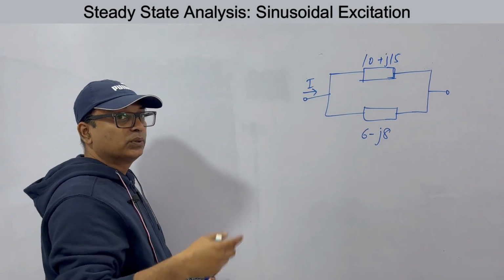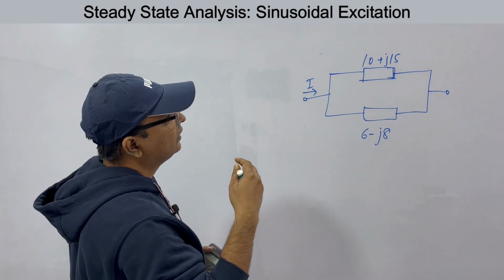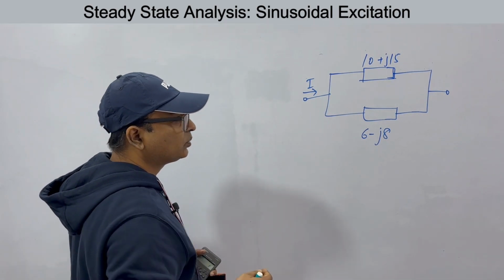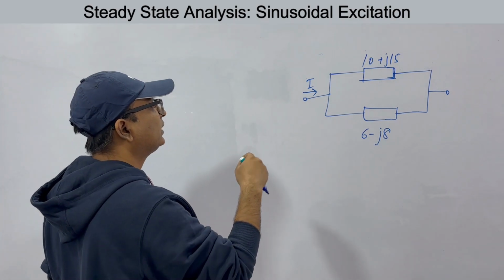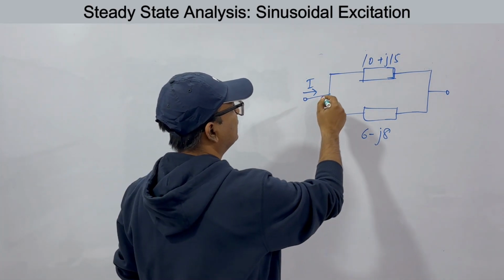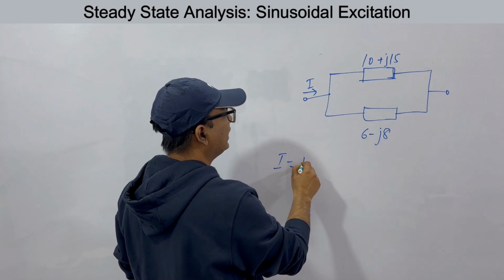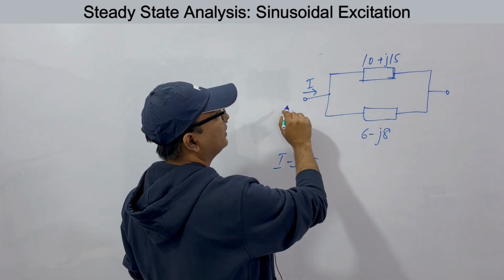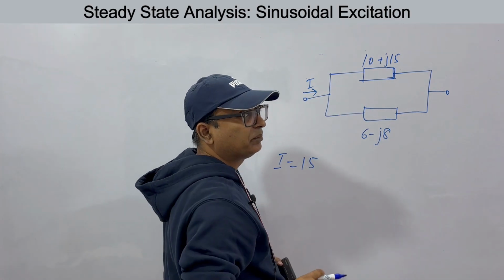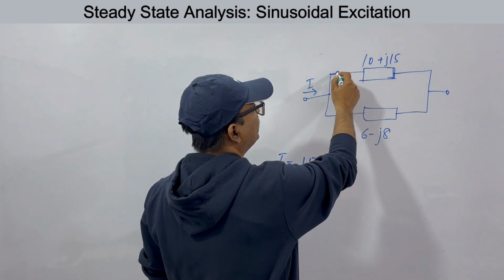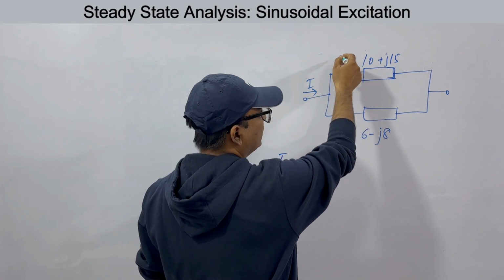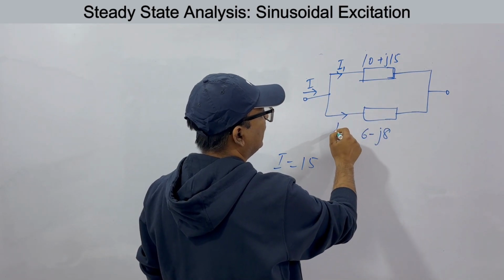Now let's see the first question. I am explaining and solving these questions so that you get a start on how to solve problems. A current of 15 amperes has been applied to this parallel network. We have to find I1, the current through this impedance, and I2.